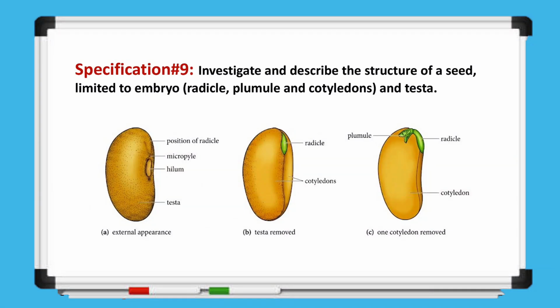Now, we move on to specification 9, which asks us to investigate and describe the structure of a seed. Here, we focus on the main parts of the seed, the embryo, which includes the radicle, plumule, and cotyledons, and the outer protective layer called the testa. Studying the structure of a seed involves examining these parts carefully, often using a dissected seed for observation. So, we also have a practical work here which is needed for your ATP paper, so let's see.